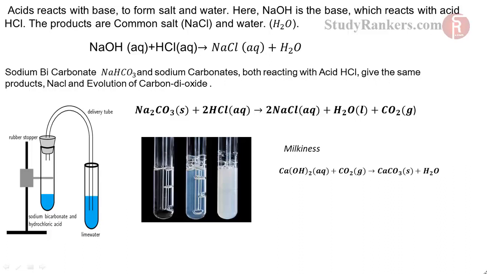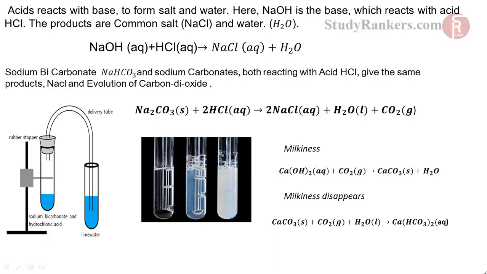The presence of carbon dioxide can be determined using lime water. When evolved carbon dioxide gas is passed through lime water, it turns milky due to formation of insoluble calcium carbonate. Here is the chemical equation for the reaction. The milkiness disappears when excess CO2 gas is passed. This is due to the formation of soluble calcium bicarbonate. Here is the chemical equation for the reaction.